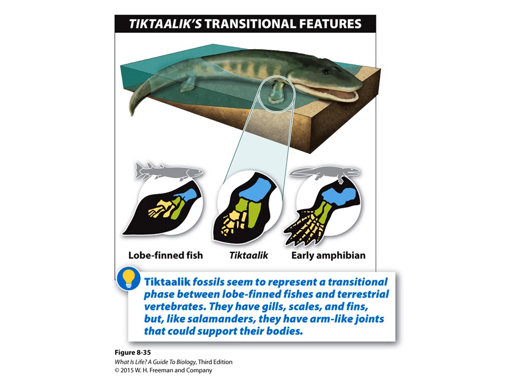So first found in northern Canada and estimated at 375 million years old, this fossil appears to represent a transitional species between fish and land animals. These creatures had gills, scales, and fins like fish, but they also had arm-like joints in their fins and could drag their body across land much the way a marine mammal such as a seal can.